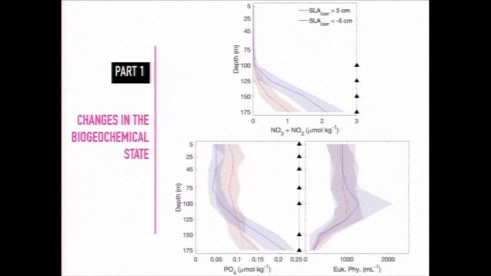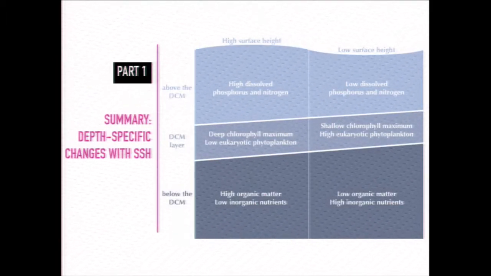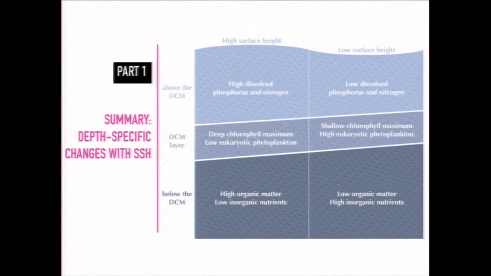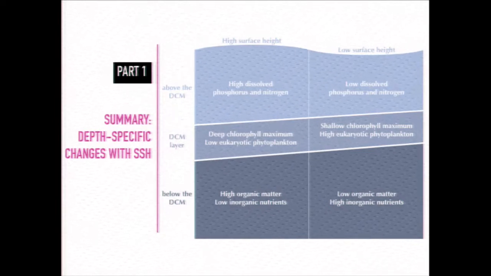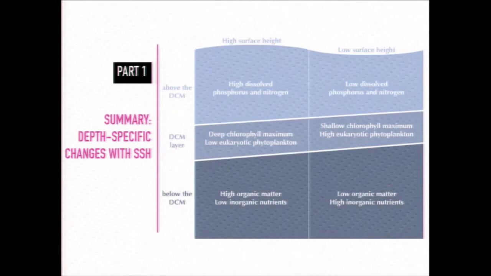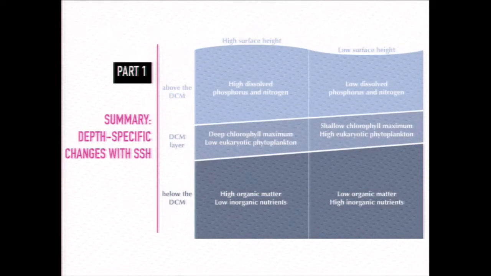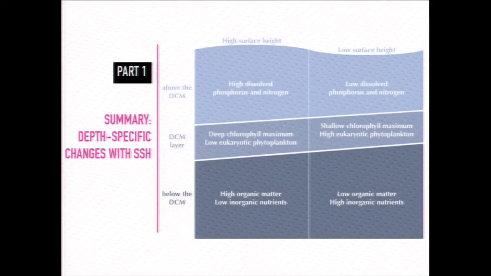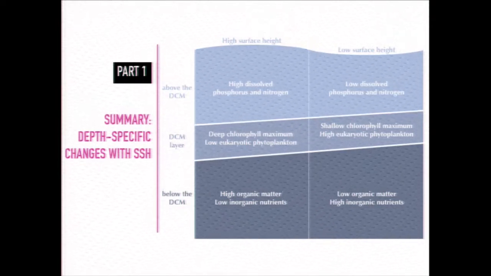But more in general, to summarize other results that I didn't show, there are depth-specific changes of the biogeochemistry of Aloha with sea surface height. There is a layer above the deep chlorophyll maximum where we see higher stocks of both phosphate and also of dissolved organic nitrogen at higher sea surface height.